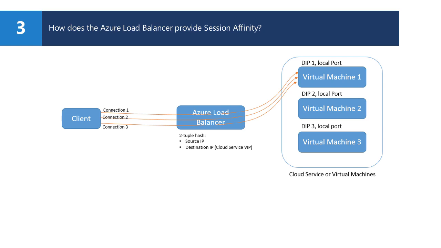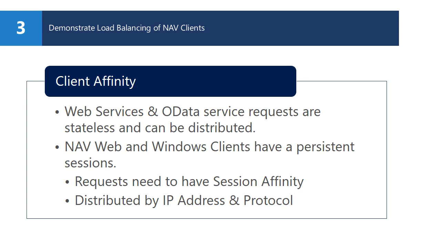session exists. So just to recap on that, and let's remember that web servers and OData, they can be stateless and therefore could be distributed over many instances. Web and Windows clients have persistent session on the NAV instances, and they need to have session affinity, which means the requests need to be distributed by IP address and protocol. So let's see how that looks.